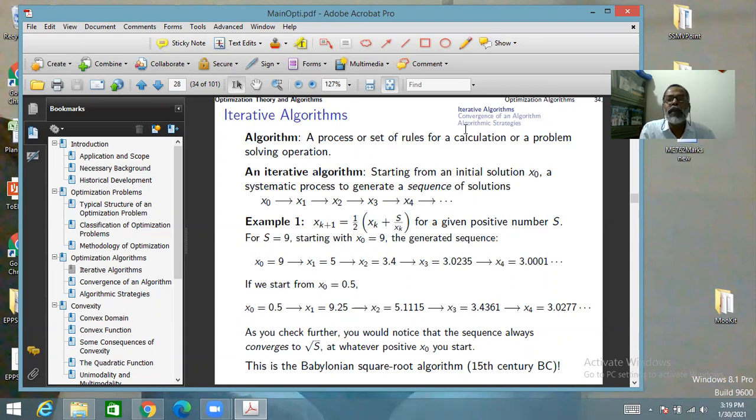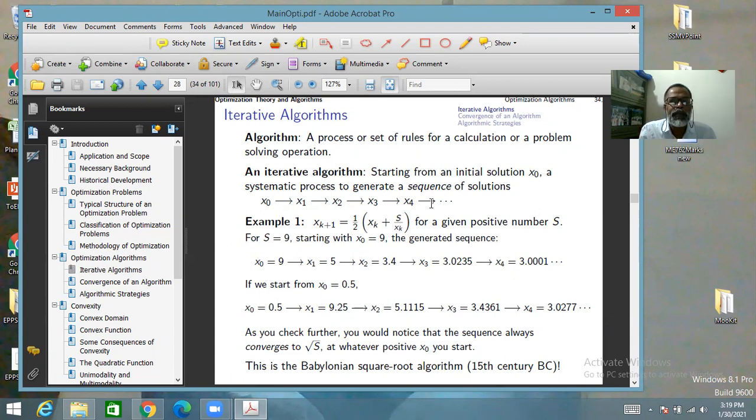Quite often, the algorithms that we talk about will be iterative, and typically an iterative algorithm would start from an initial solution x0, which may be quite wrong, doesn't matter. And the algorithm will consist of a systematic process to generate a sequence of solutions. From x0, it will generate x1, from that x2, and so on. And as long as you let it run, it will go on generating one solution after another. So that is what an iterative algorithm is.